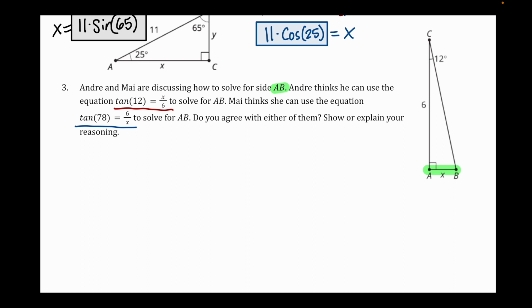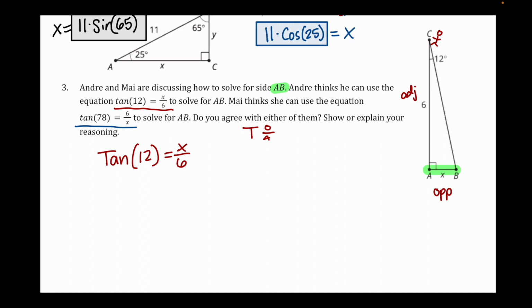So the red is that the tangent of 12 is x over 6. Andre's using this one and saying that x is going to be the opposite, and the 6 is going to be the adjacent. So yes, I would say that tangent of 12 should be x over 6, because that does give us opposite over adjacent. And when we have SOHCAHTOA, tangent is opposite over adjacent for TOA.